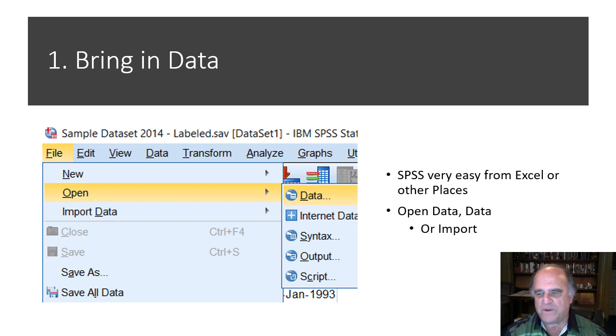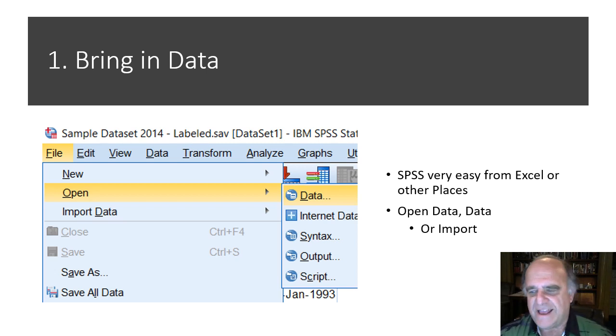All right, we're going to start with bringing in data. Bringing in data in SPSS is actually quite easy. If we go in the menu at the top to File, you'll see it opens up a number of choices, and one of those choices is Open. And then if we click on Open, it'll say Data, and we can use that then to bring in data. SPSS makes it very easy to bring in data from Excel and other places.